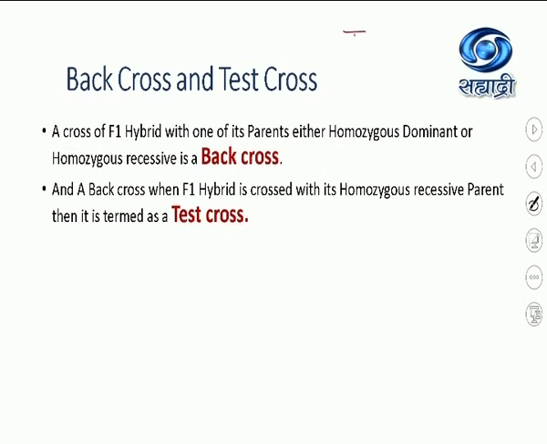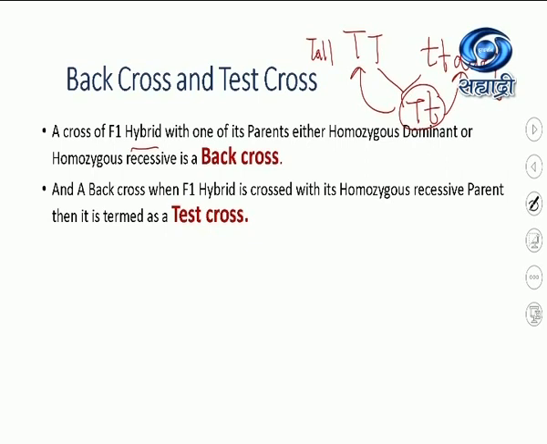Now let me show. Suppose our parent was capital T, the tall parent. This was parent one. The genotype was capital T, and the phenotype is tall. And the other parent is small t, and the phenotype is dwarf. Correct? In the F1 generation, what are we getting? Capital T, small t. Of course, the phenotype is tall, but the genotype is capital T, small t, because it is a hybrid. Now, if the F1 hybrid is crossed with either of the parents, either this parent or this parent, then it is a back cross. Going back. Having a cross with its parent is a back cross.